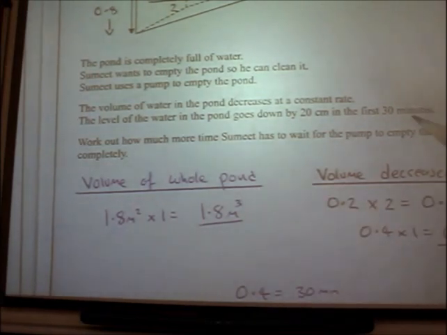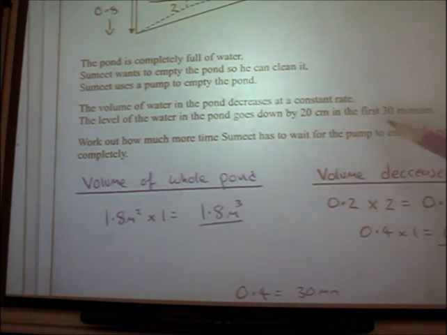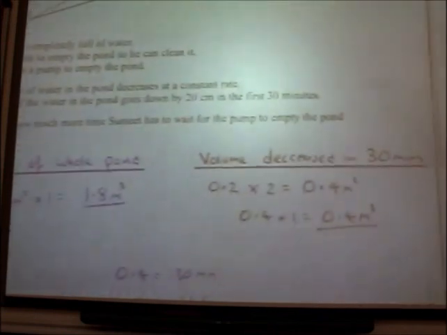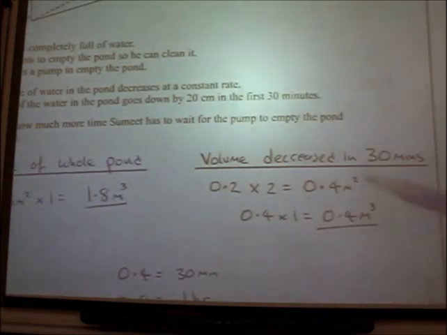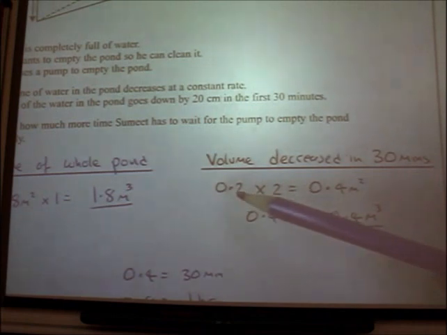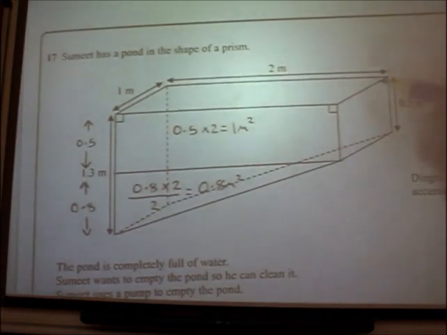Now, we're told that the level of the water goes down by 20 centimetres in 30 minutes. We're going to find out how long it takes to empty the whole pond, but we'll do that in a second. So how much has been decreased in 30 minutes? Well, if it's gone down by 20 centimetres, that's 0.2.